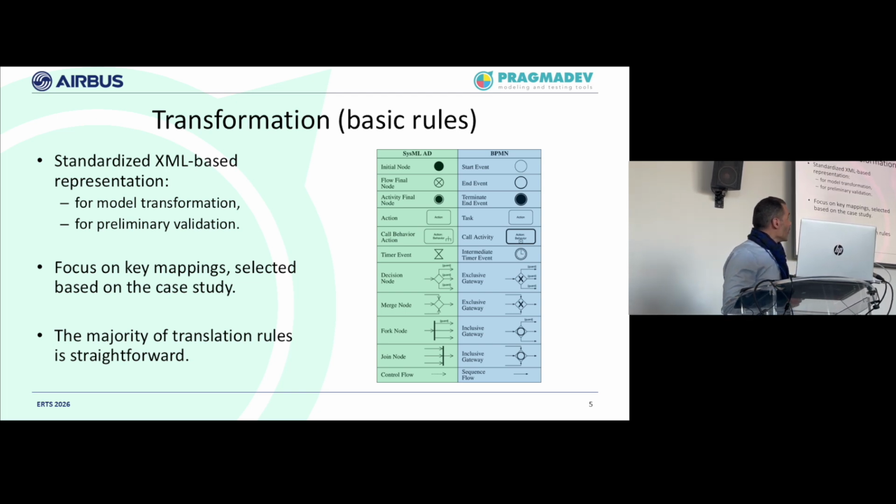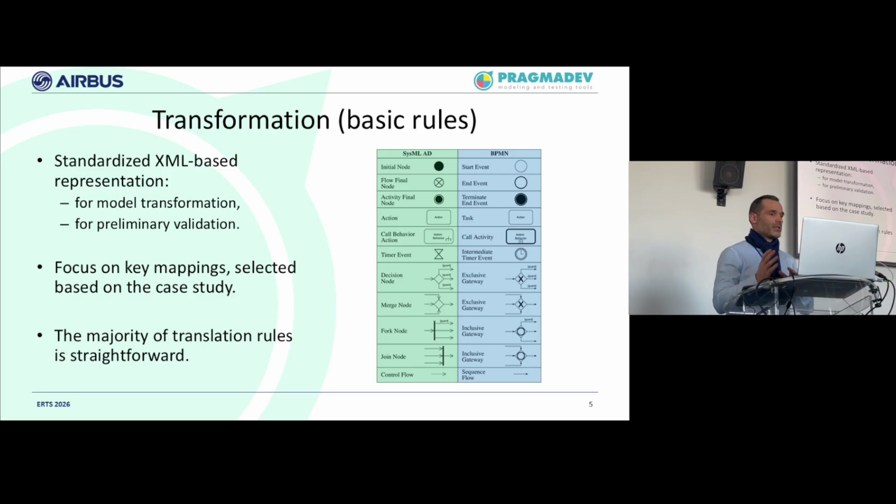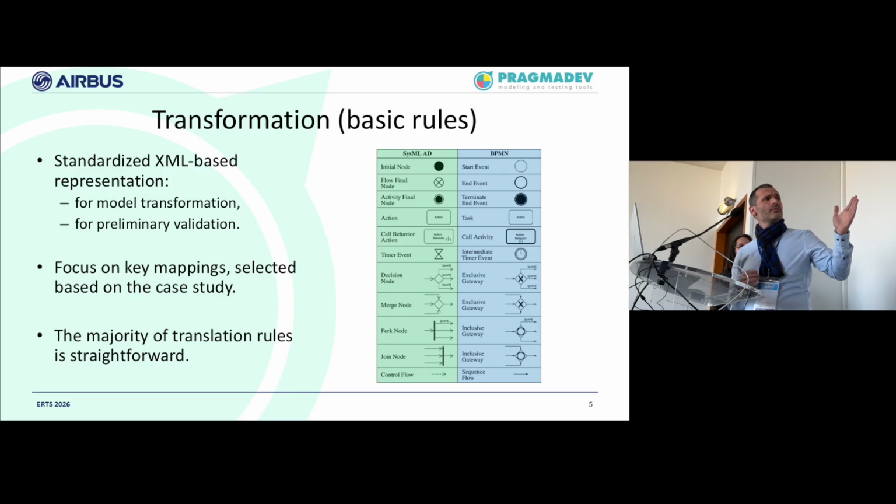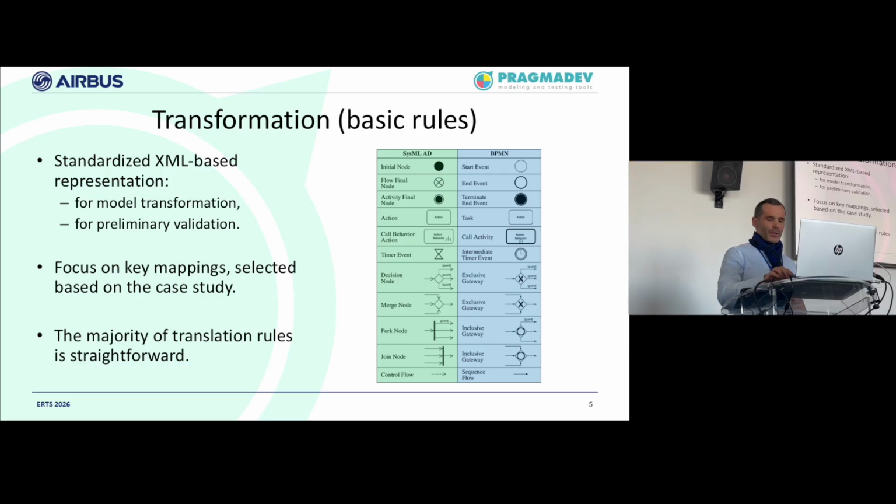In the green part are the activity diagram constructs, and in the blue side, it's the BPMN. So basically, there is a one-to-one mapping. There is also extensive literature on the subject, but mainly focusing on the inverse, meaning that there have been some work trying to convert BPMN to SysML, to activity diagrams.